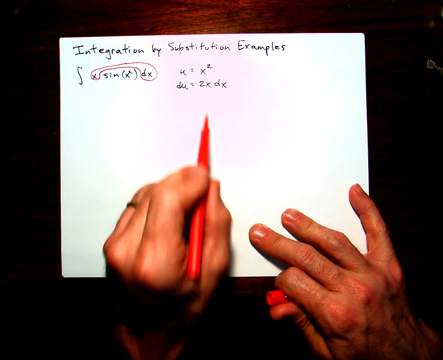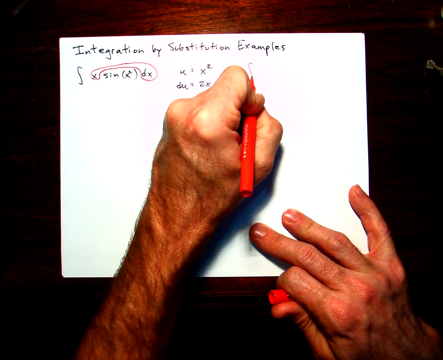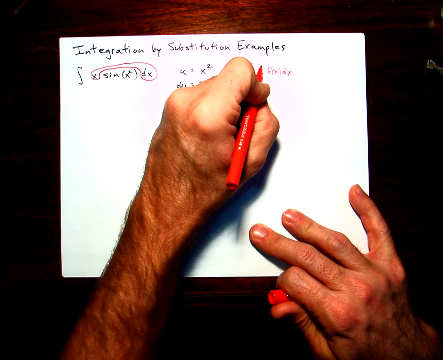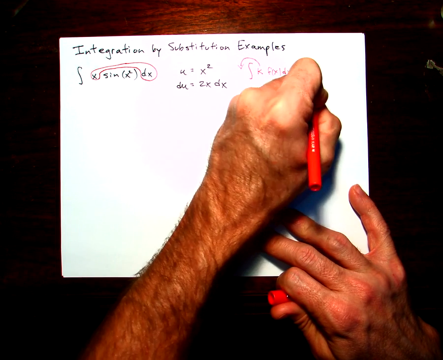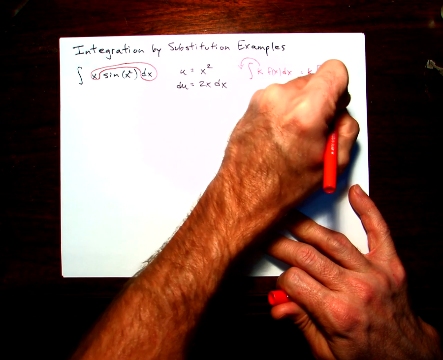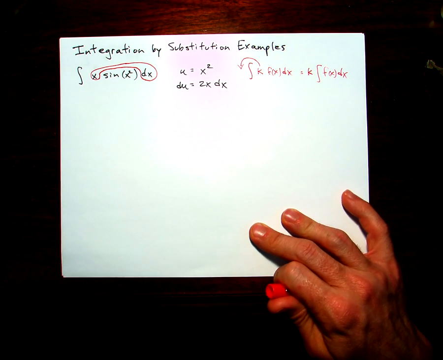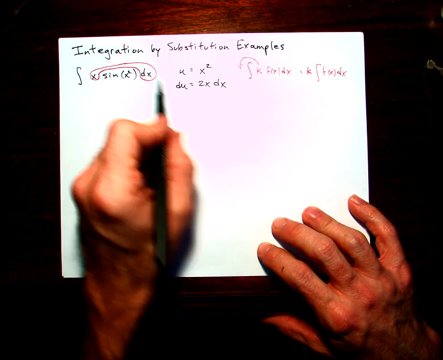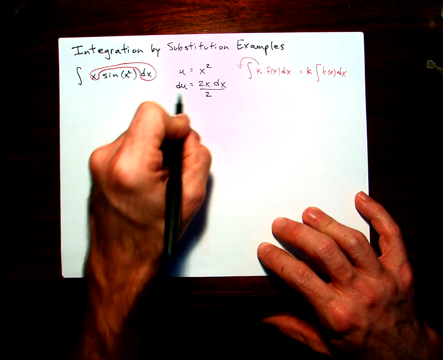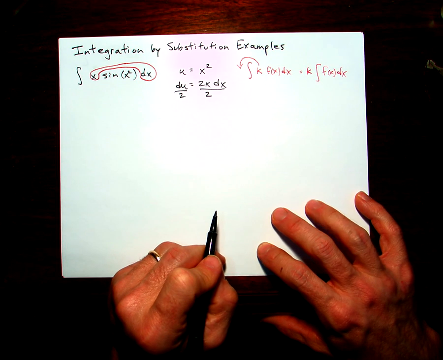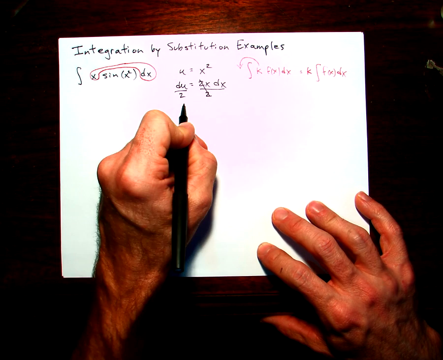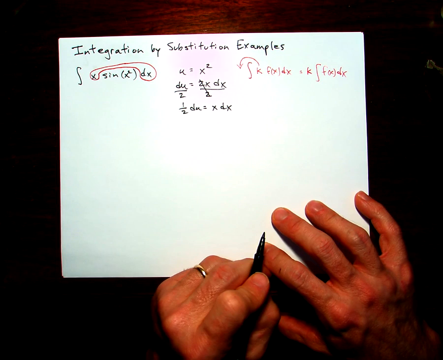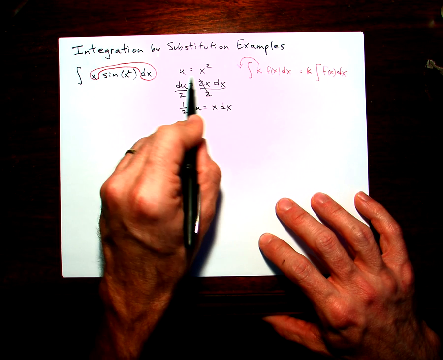Well, here's the key: remember that if I want to take the integral of some constant times a function, I can bring that constant out front. It's the same thing as taking the constant out front and then finding the antiderivative of f. So we're going to use that idea here, and because what I want to replace is x dx, let's divide this by 2, and we'll divide this by 2. So when I do that, now I get that 1/2 du equals x dx, and x dx is what I need to replace.